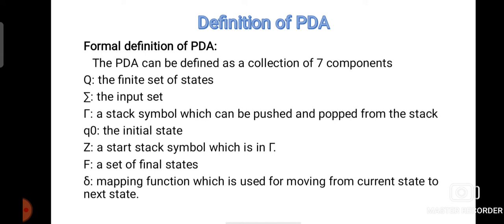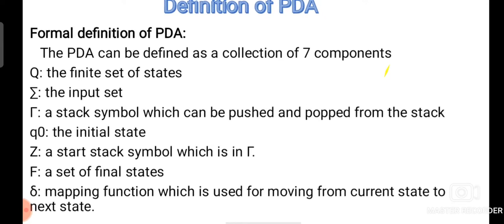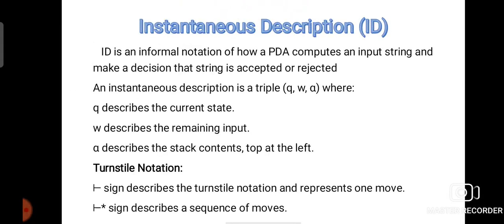Then Q0 is the starting state. Then Z is the starting stack symbol, which is one among the stack alphabet. Then capital letter F is the same as in DFA, which denotes the set of final states. Then delta is the mapping function, which is used for moving from the current state to the next state. This is the common term that we use in the DFA. Delta is the state transition function.